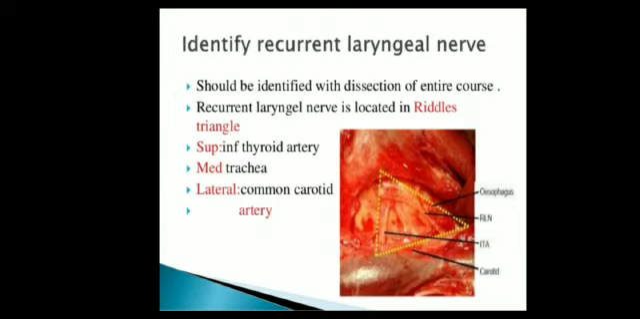Identify the recurrent laryngeal nerve. It should be identified by dissection of its entire course. The recurrent laryngeal nerve is located in Riddle's triangle. Riddle's triangle is bounded superiorly by the inferior thyroid artery, medially by the trachea and laterally by the common carotid artery. You can see it in the diagram.